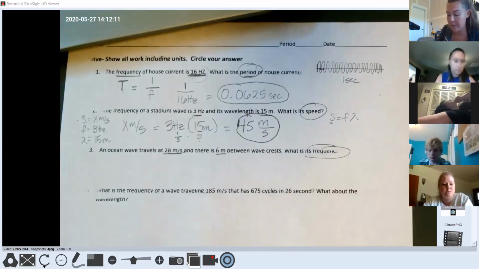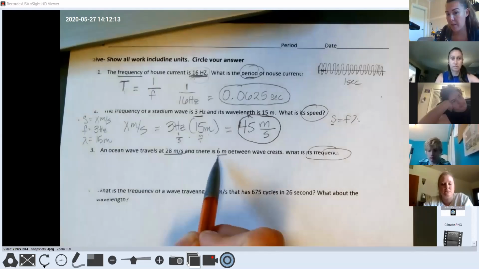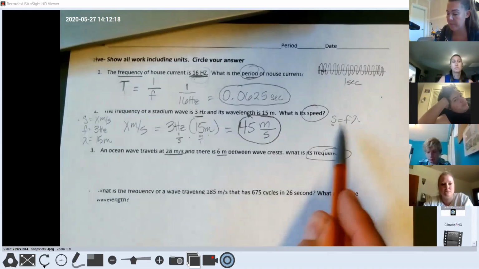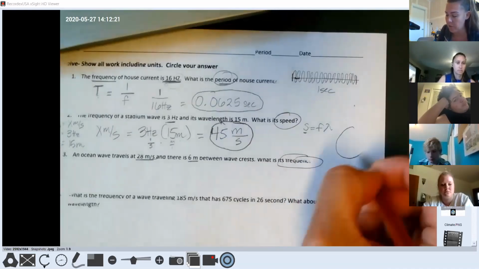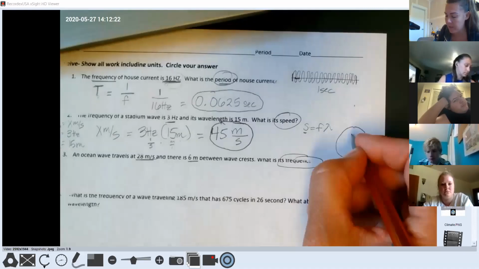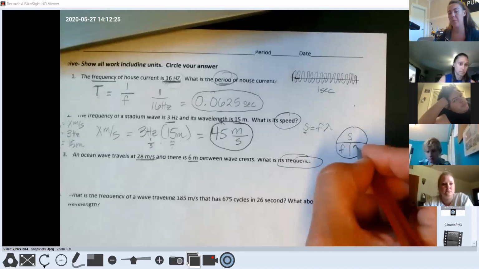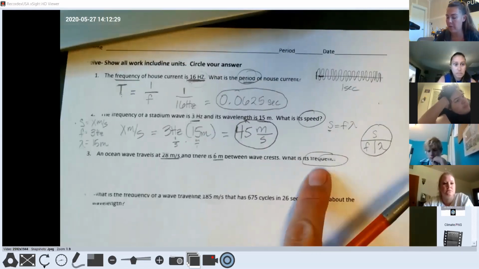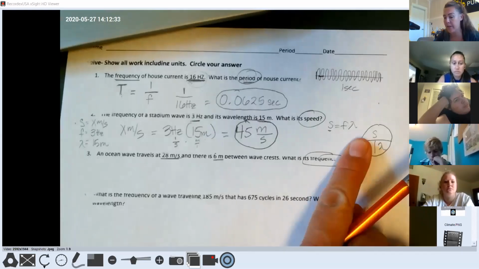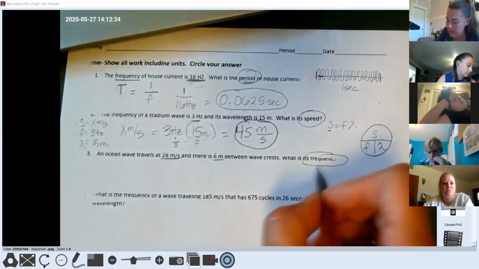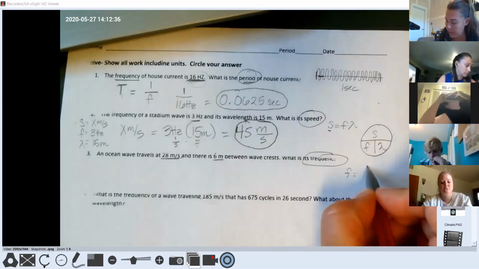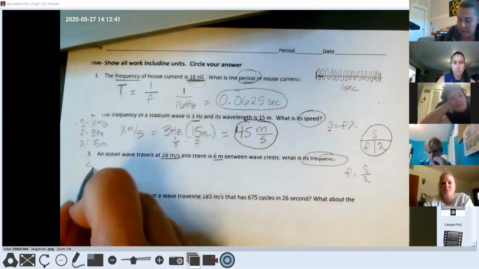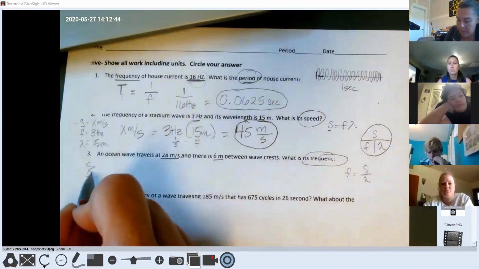So now we're given a speed, a wavelength, and we're looking for frequency. So we're going to use the same base equation here. And if you looked at the circle, you might have noticed that speed is on top, frequency and wavelength are on bottom. So if we're looking for frequency, we're going to cover up the F and get speed divided by wavelength. So frequency equals speed divided by wavelength. And we have the same variables that we had before. We're just given different things.